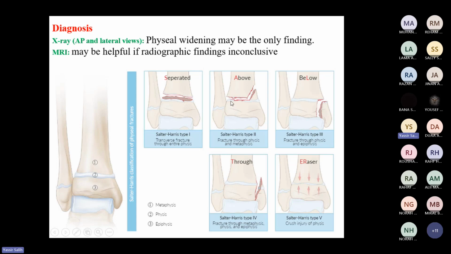In Salter-Harris type 2, the fracture goes through the physis and extends upward, so we have a fracture in the metaphysis, but the epiphysis is normal. This is type 2. In type 3, the fracture involves the physis and extends downward into the epiphysis. This is type 3. In type 4, the fracture crosses through the metaphysis, then through the physis and then through the epiphysis. This is type 4. So what about type 5? Any volunteer?